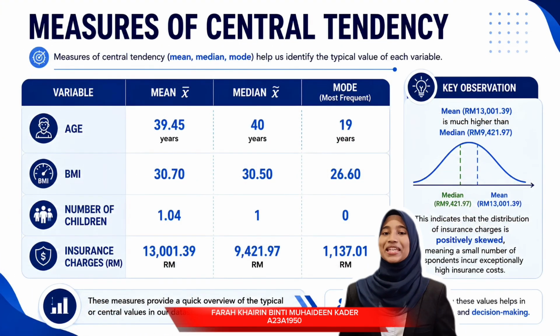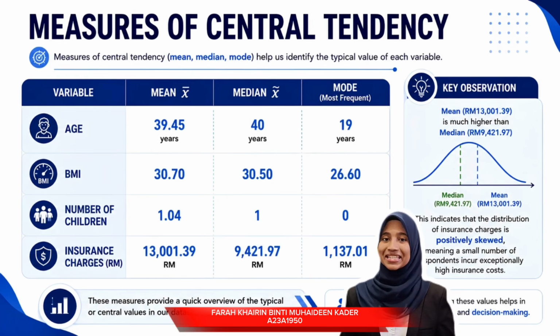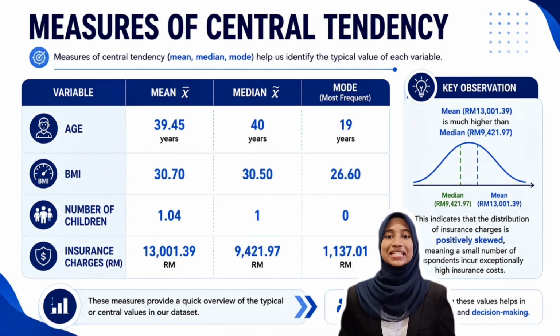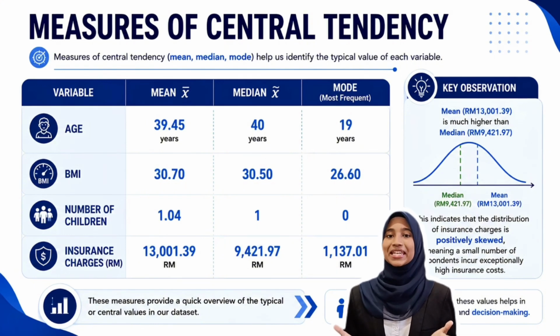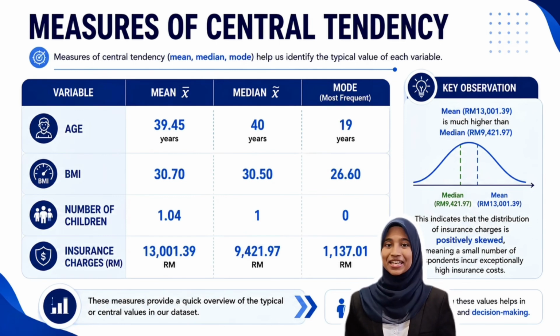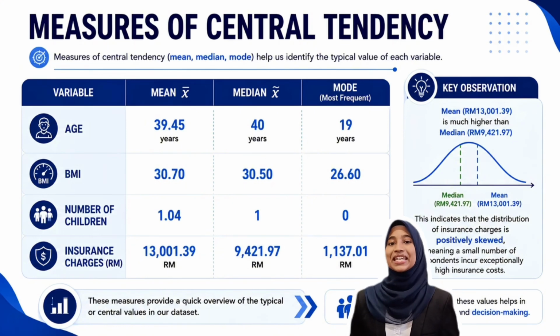Next, I will explain the descriptive statistics findings, starting with the measures of central tendency. Measures of central tendency consist of the mean, median, and mode. These measures help us identify the typical value of each variable in the dataset. For age, the mean is 39.45 years, the median is 40 years, and the mode is 19 years. For BMI, the mean is 30.70, the median is 30.50, and the mode is 26.60.